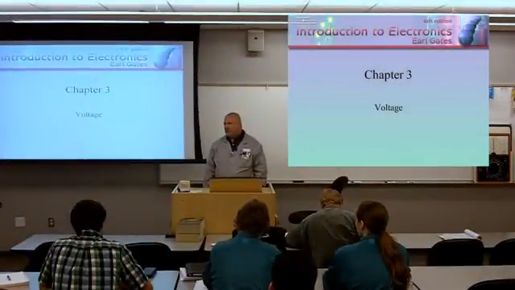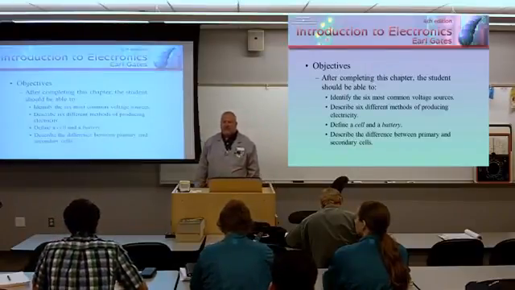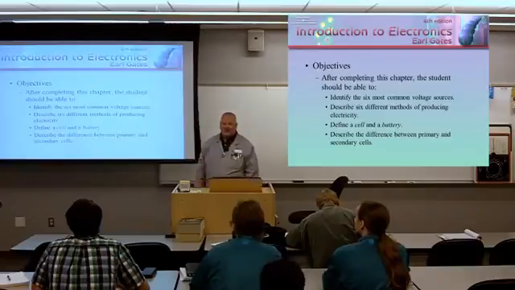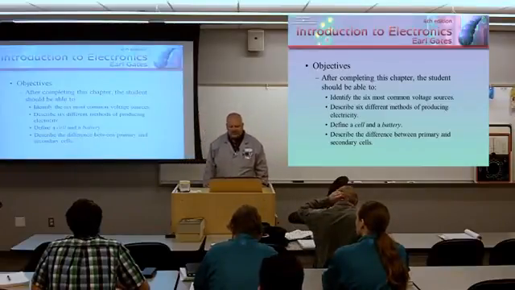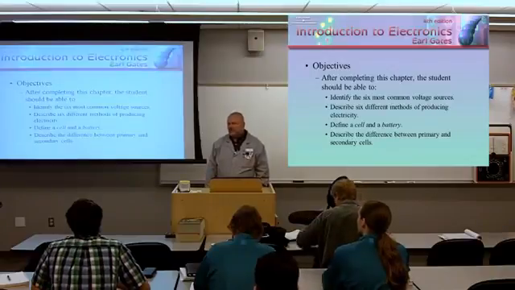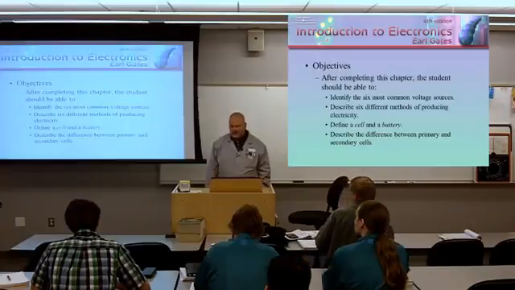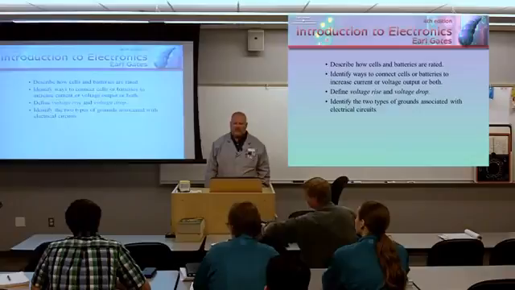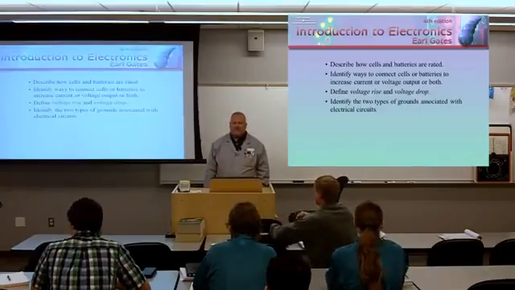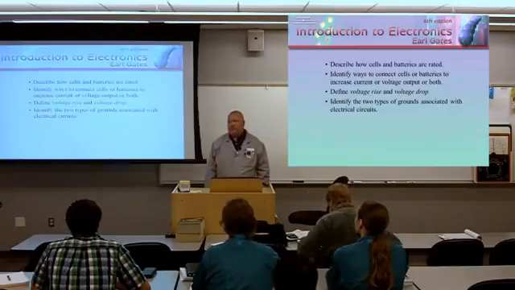Okay, Chapter 3, Voltage. After completing this chapter, you're going to be able to identify the 6 most common voltage sources, describe 6 different methods of producing electricity, define cell and battery, describe the difference between primary and secondary cells, describe how cells and batteries are rated, identify ways to connect cells or batteries to increase current or voltage output or both.